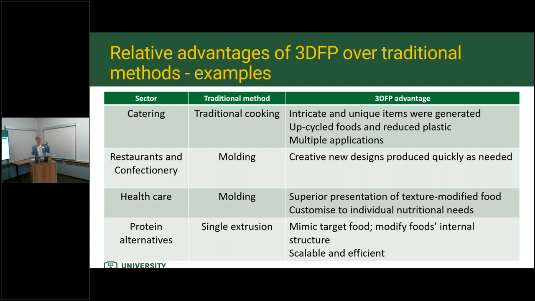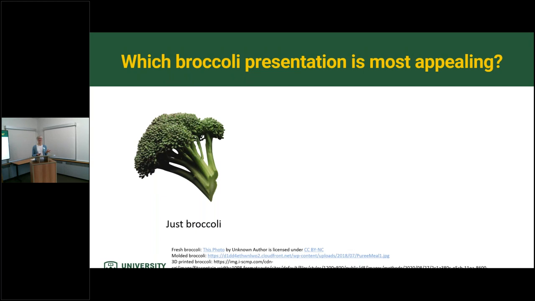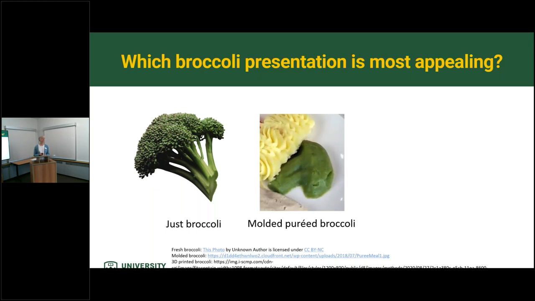So real advantages. Just as a visual example, here we have a broccoli, which we all take for granted, I'm sure. But the great thing about broccoli is it has that wonderful frilly flowery part at the top. And if you're on a pureed diet, the broccoli is blended with a bit of liquid and you put it into a mold and the result may look something like that. So it's a general broccoli shape, but it certainly doesn't have quite the appeal of the real thing.